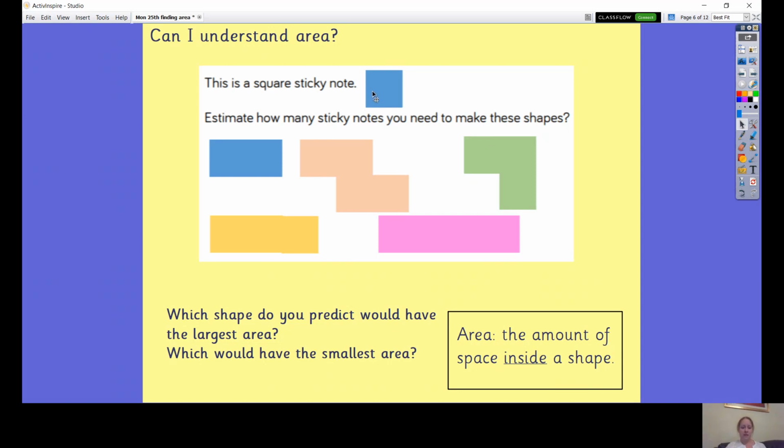So have a look at the sticky note. Estimate how many of these sticky notes you think you would need to make the shapes below. Okay, so if I show you the first one, this shape here, this rectangle would fit 1, 2 sticky notes on it, wouldn't it? So estimate how many sticky notes you would need for those. Which shape do you predict would have the largest area, and which would have the smallest area? So remember, the area is the amount of space inside a shape. So you can pause it here, predict which one you think will have the largest area and the smallest, and we'll have a little check in a second.